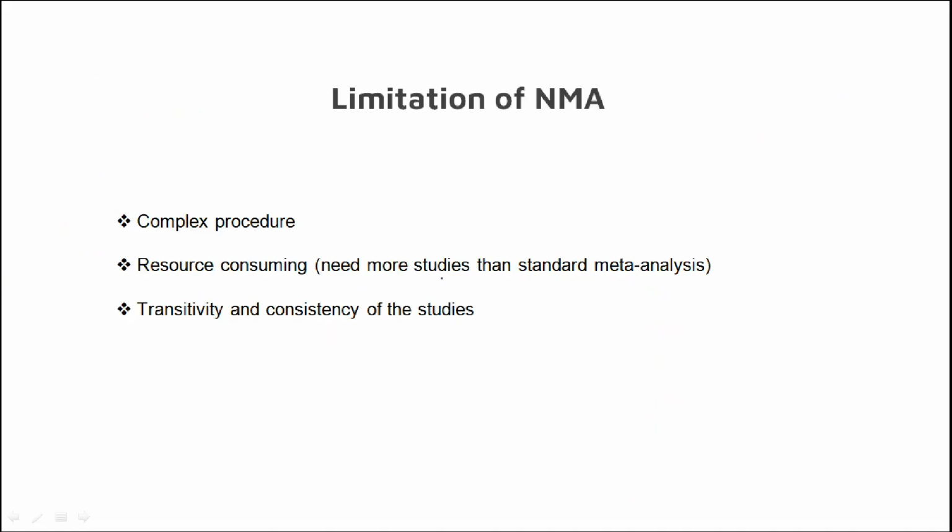Now, what are the limitations of NMA? You would have seen that there are lots of things which come into play when we plan to conduct a network meta-analysis, which signifies that the procedure is very complex. Similarly, it's resource consuming because we need a large number of studies compared to that of a standard meta-analysis. The third and the foremost important thing is taking care of transitivity and consistency in the study. Because if these two parameters have not been taken care of, the outcome of your network analysis doesn't hold any ground.